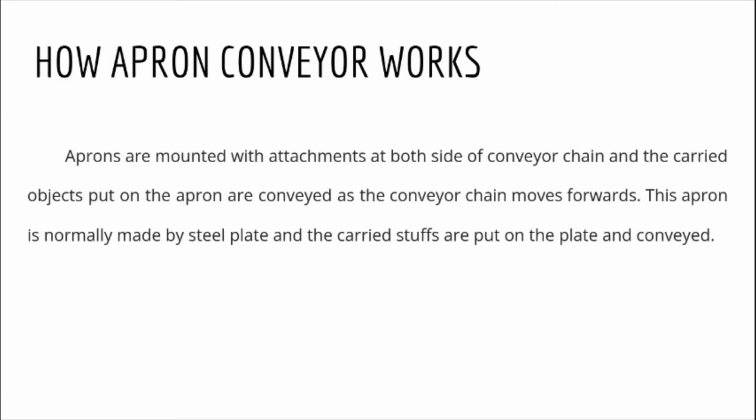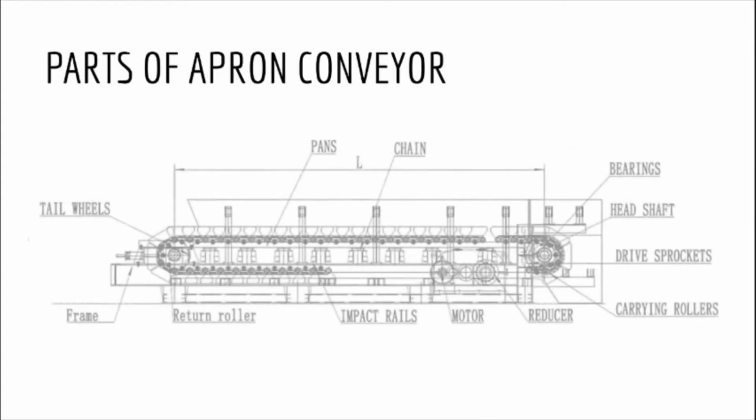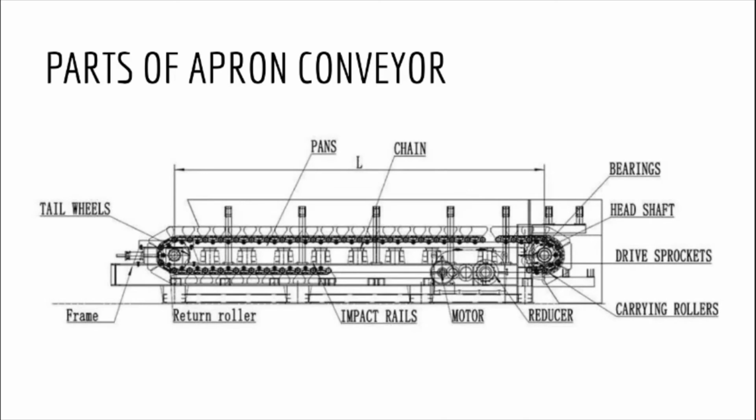It makes it possible to convey up a steep slope by attaching frames to the aprons. Also, carried stuff will not fall out from its side edges by attaching side guards. Apron conveyors, however, are not recommended for use in the food industry since there is risk of contamination from the conveyor surface. Parts of apron conveyor.